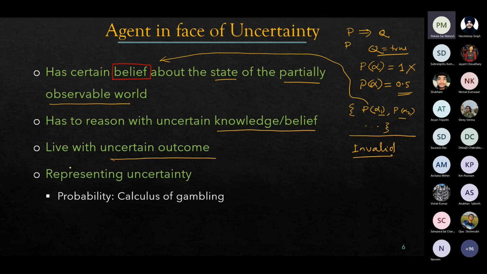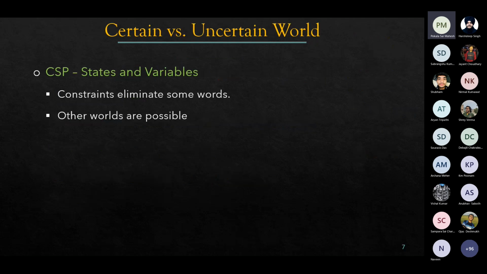Now we need a language to represent this uncertainty or this belief. And the way we represent uncertainty mathematically is what we call probability, which was basically invented as the calculus of gambling, right? So we'll be dealing with probability and other things. Now let us try to compare the world of certainty and uncertainty.